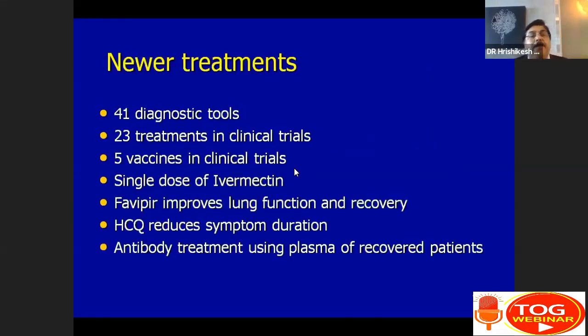What about newer treatment? There are 41 diagnostic tools in the process of being formalized. There are 23 treatments which are in clinical trials. There are 5 vaccines in clinical trials. There are certain things like ivermectin which has been used now. There are also recombinant ACE2 nanoparticles being created, which can combat the virus directly. You have Favipiravir, which improves lung function and recovery. You have hydroxychloroquine, which reduces symptom duration. And you can also do plasmapheresis. Patients who have already become positive and have created resistance by having the IgG antibody, you can do plasmapheresis, isolate the antibodies and inject the severely ill patient with these antibodies.